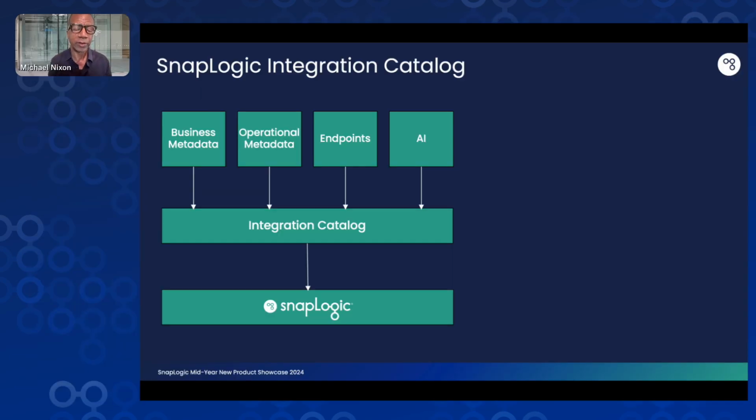First of all, let's talk about the architecture. So we are ingesting metadata. This is something new we are doing with our environment. We're ingesting metadata that's business-oriented, metadata that's operational-oriented, as well as endpoints. All the endpoints you would expect, the source endpoints and the destination endpoints, and also we have AI infused into our integration catalog, and it's all hosted on a SnapLogic environment.